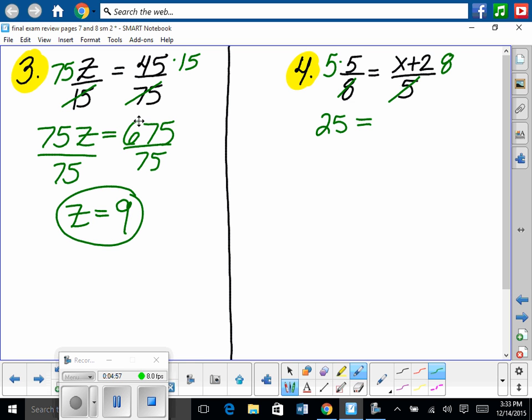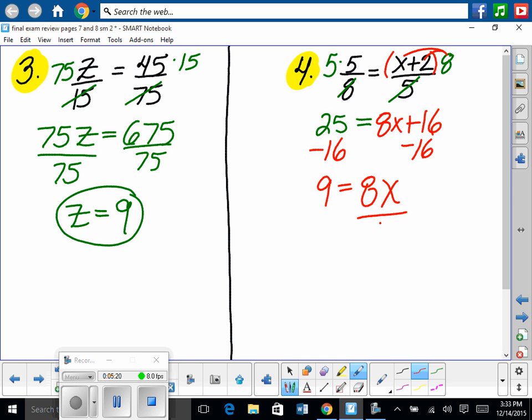And then it's equal to, right here's where most people make mistakes. It's 8 times that entire side. So you've got to put it in parentheses. So it's going to be 8 times (x plus 2). We've got to distribute the 8 through to the whole side, so 8x plus 16. Subtract 16 from both sides. So we have 9 is equal to 8x. And then to get x alone, our last step, divide both sides by 8. So 9/8 is equal to x.